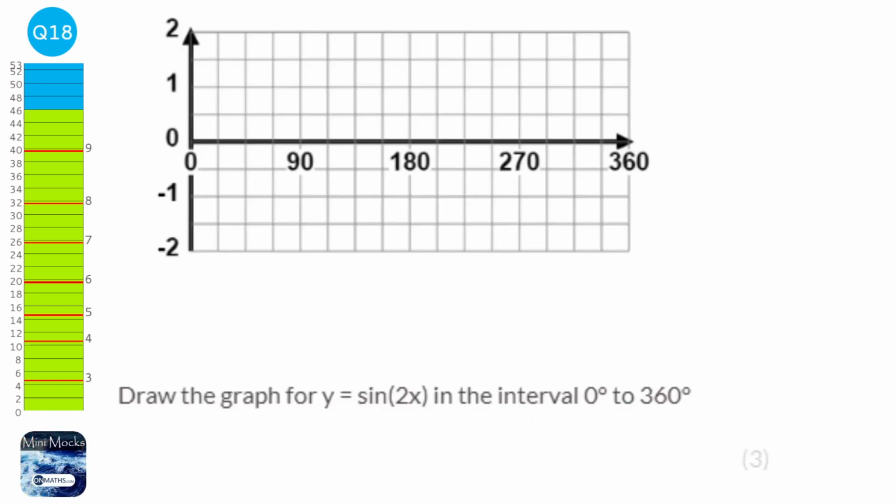A normal sine graph would go up to 1 at 90, then 0 at 180, then down to -1 at 270, then back up to 0 at 360, and it will start at 0, 0. But when you've got a 2 inside the function, so we've got 2x, you'd think it would double the x-coordinates. It doesn't. It just halves the x-coordinates. It always does the opposite, the reciprocal of what you think. So a 2 would halve it, a 3 would divide it by 3, and similarly a half would double it.